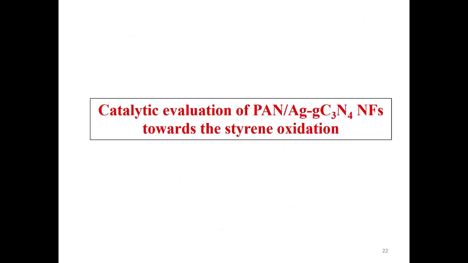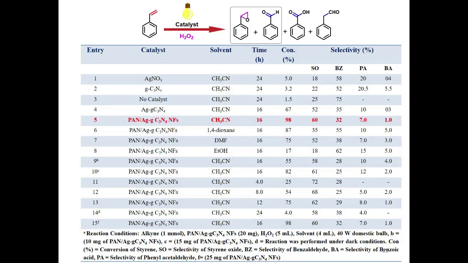So, catalytic evaluation of pan AgG C3N4 towards the oxidation. Here is the styrene. That reaction proceeds very easily with the help of hydrogen peroxide in the presence of the catalyst, and light is being used. Simple light is being used, and there is a formation of products. Different products are formed.